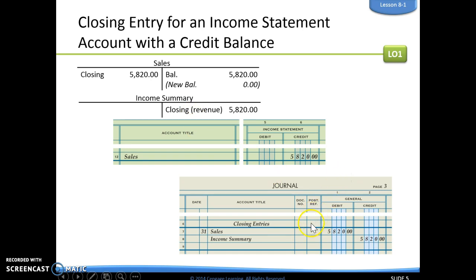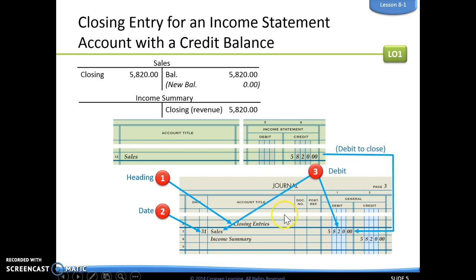When we put it into our journal, just like we saw with our adjusting entries, we're going to have that heading of closing entries first. Then we're going to put in our date. We're going to put in our debit, so we're debiting sales for $58.20, and we're crediting income summary for $58.20. We do not have a document number here because it is a closing entry. That's why we need to have that heading.